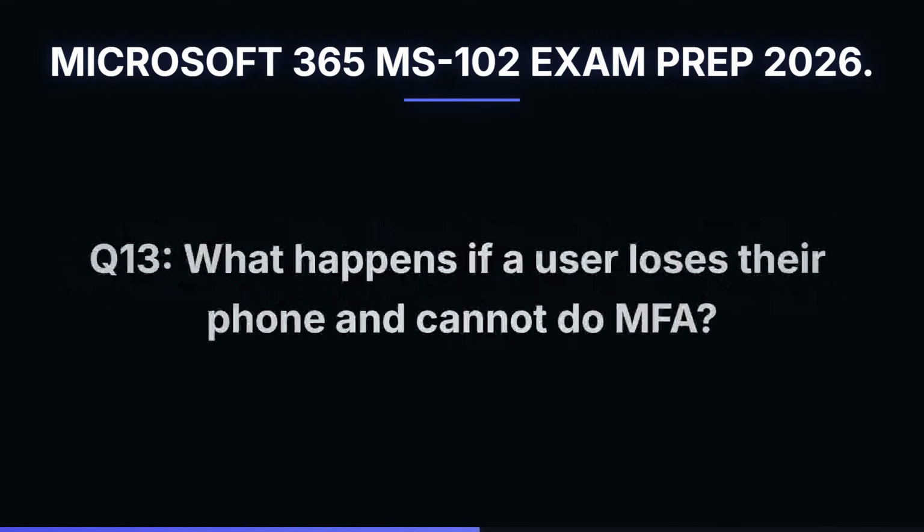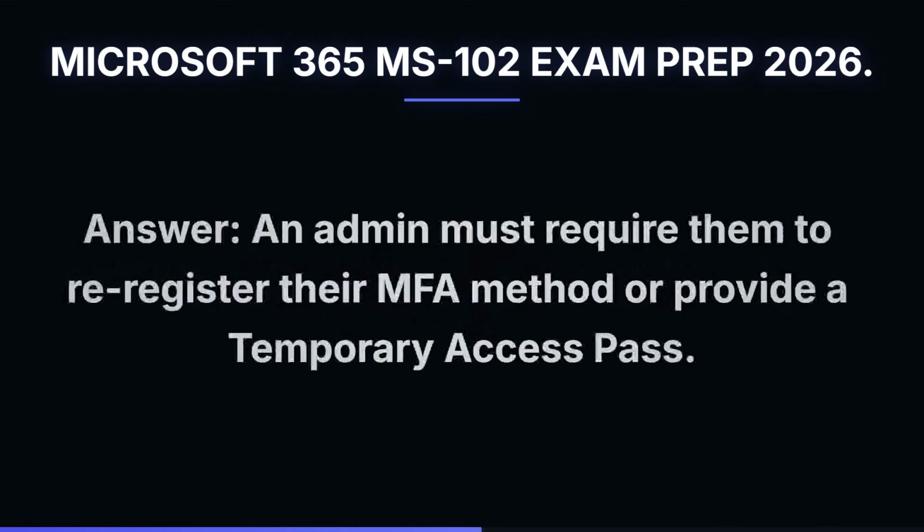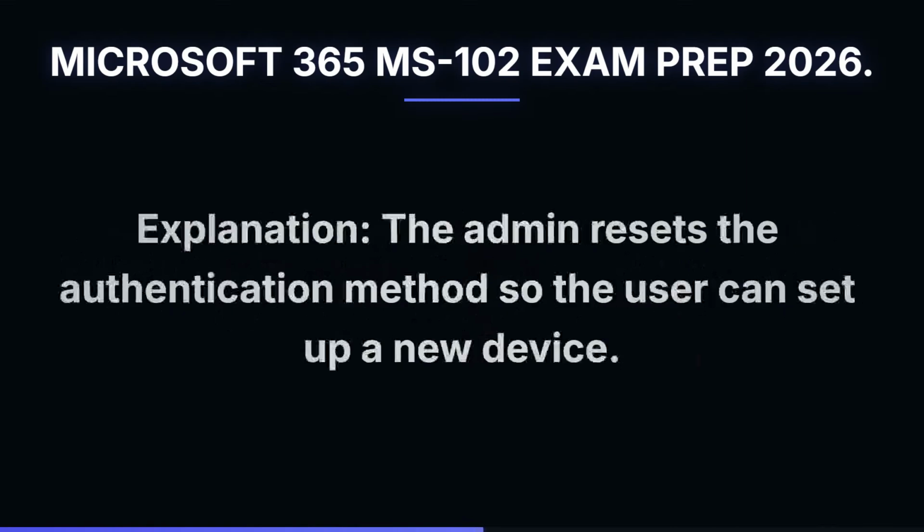Q13. What happens if a user loses their phone and cannot do MFA? Answer. An admin must require them to re-register their MFA method or provide a temporary access pass. Explanation. The admin resets the authentication method so the user can set up a new device.